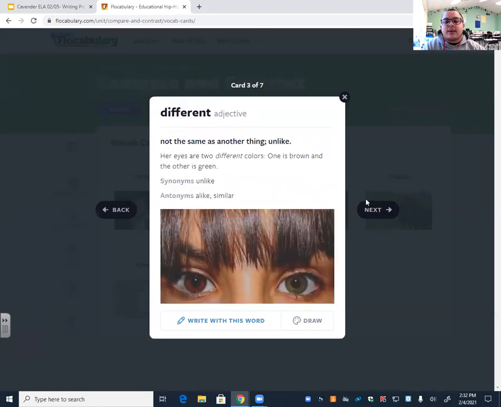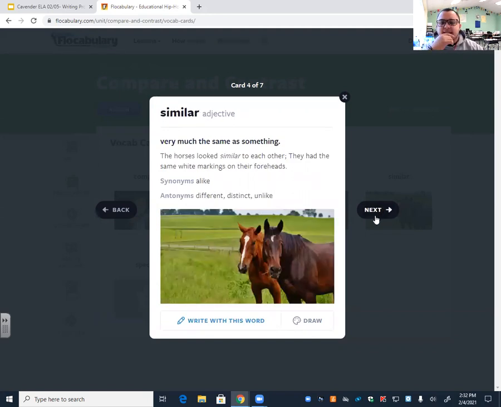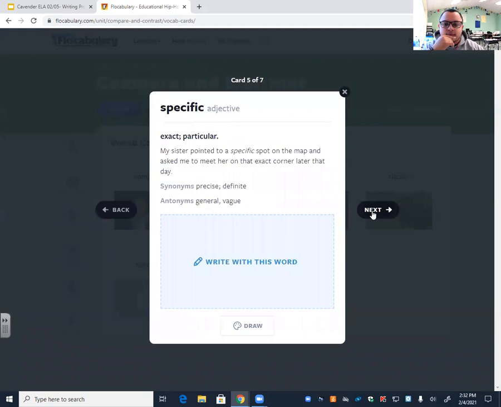Different is how something is not the same, how it's unlike. Her eyes are two different colors in this picture. One is brown, one is green. Different is kind of an opposite, but it's just how they are unlike. Similar is how something is the same as something else. So the horses look similar. They have the same white markings on their forehead. They have that mark there and that mark there. And they're both brown.